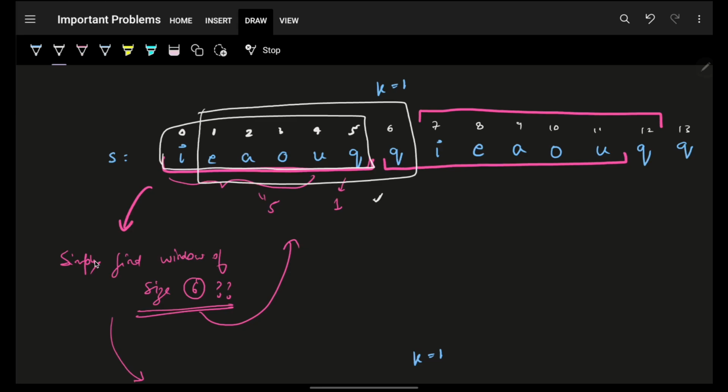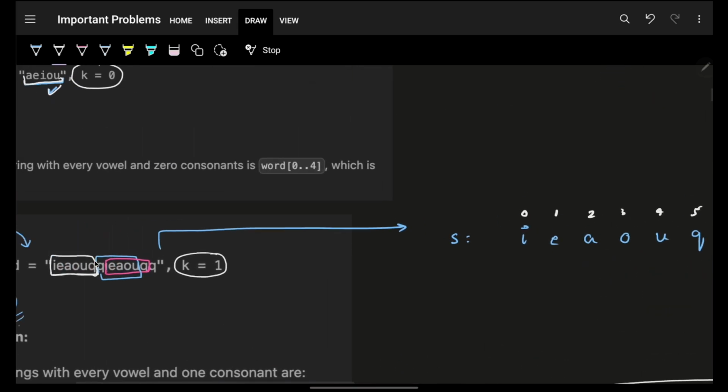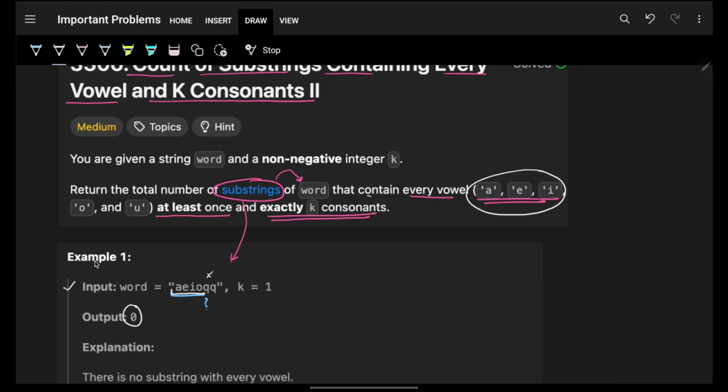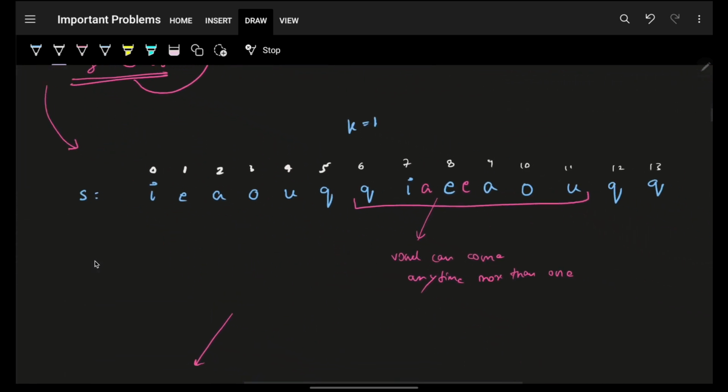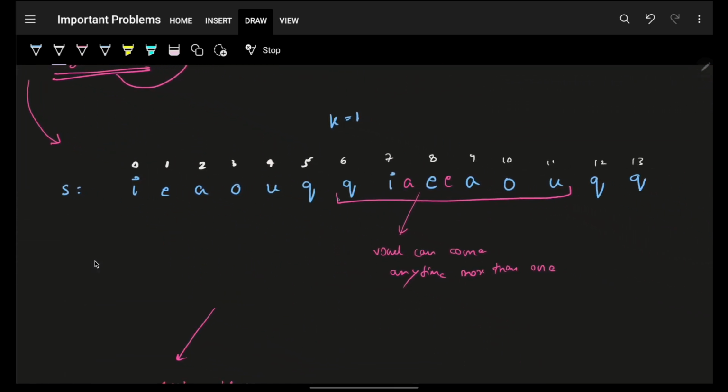If you thought that, then you must read the problem again, because consonant count is fixed, but vowel count can be literally anything. It is at least once. So what will happen? If I ask you to check this thing, now the window size is not 6, because I have repeating vowels here. But still, I have to complete all the vowels. That is the reason I have to take this window, and that is the reason the window size becomes flexible.